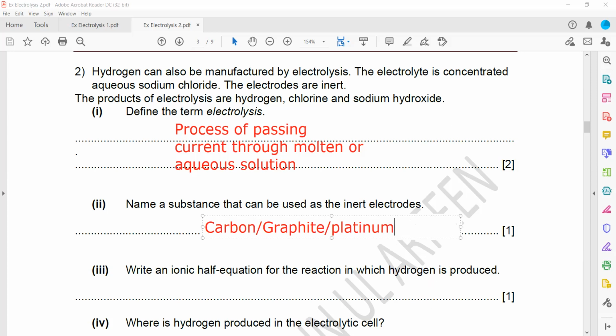You only have to write one of them, you don't have to write all. You can write carbon. Inert means unreactive. So these are the unreactive substances: platinum, carbon or graphite. Copper is relatively reactive. When we do electrolysis using a copper electrode, the copper electrode itself can change. That's why we don't say it is inert. Inert means unreactive. In terms of metal, that is platinum, and in terms of non-metal, that is graphite or carbon.